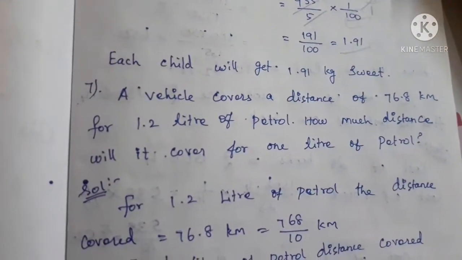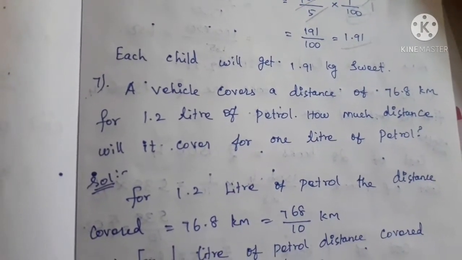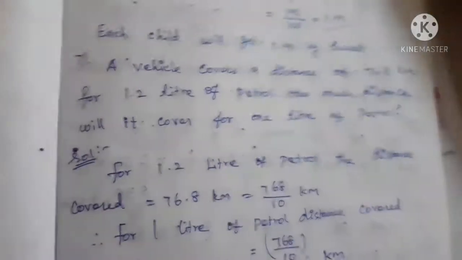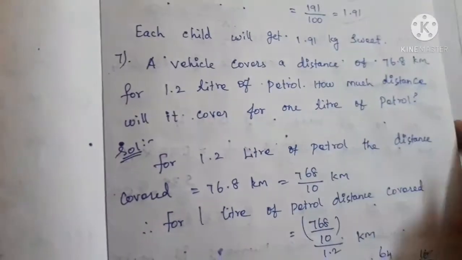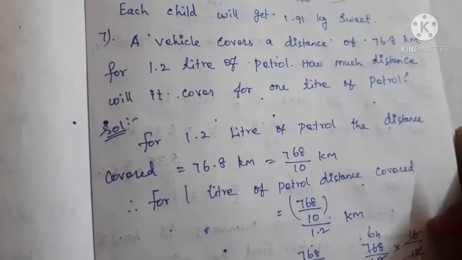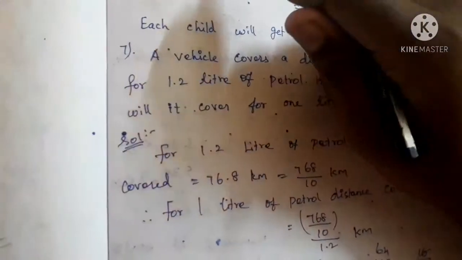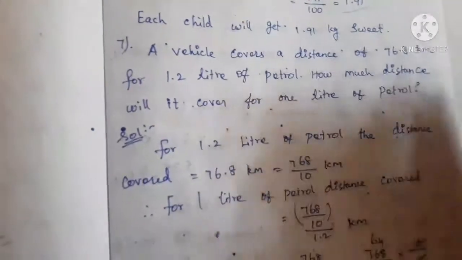A vehicle covers a distance of 76.8 km for 1.2 liters of petrol. How much distance will it cover for 1 liter of petrol? They are asking, a vehicle covers a distance of 76.8 kilometers for 1.2 liters. They are asking how much distance it will cover for 1 liter.